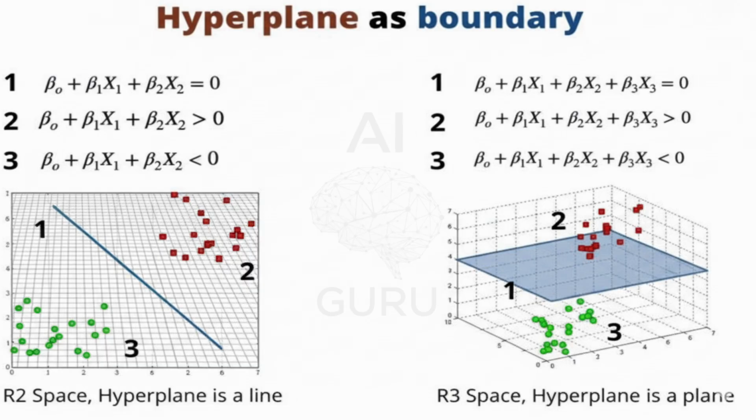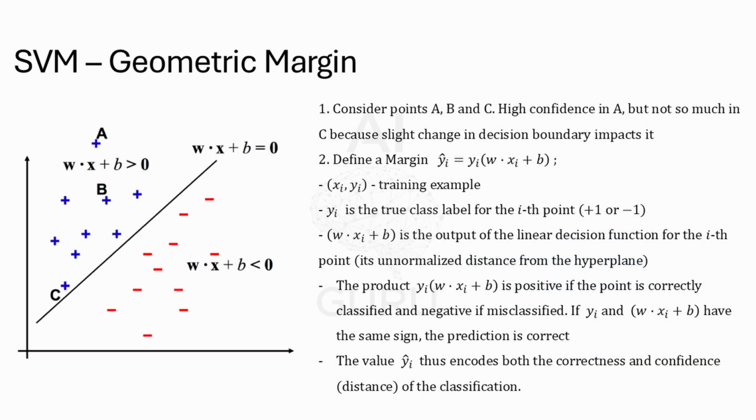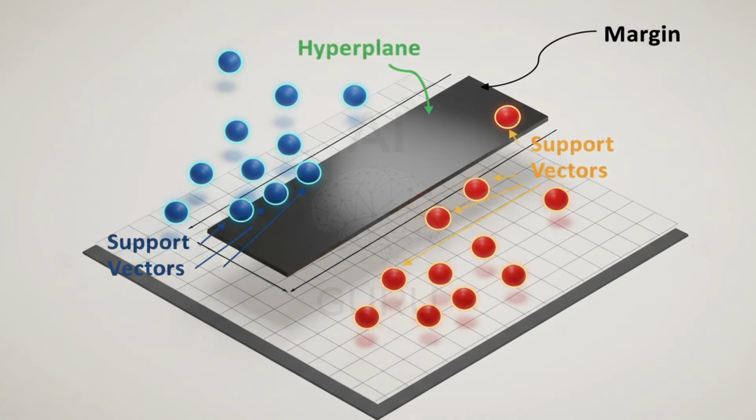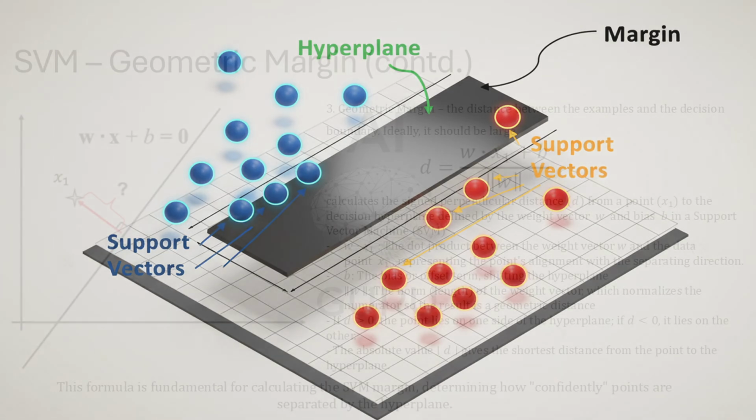I like that. The widest road, or the biggest buffer zone. It feels more robust. If your boundary line is scraping right up against a data point, you wouldn't be very confident about points near that boundary, right? A tiny nudge could flip the classification. Exactly right. And the points that actually lie on the edge of this widest road, the ones that define where the boundary must go, those are the critical ones. They're called the support vectors.